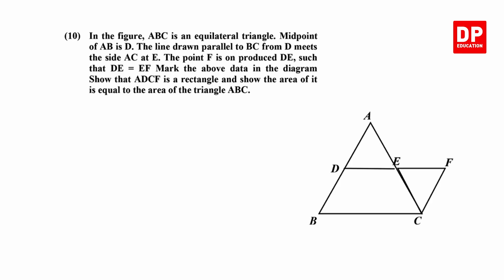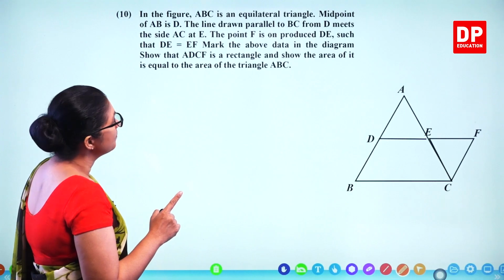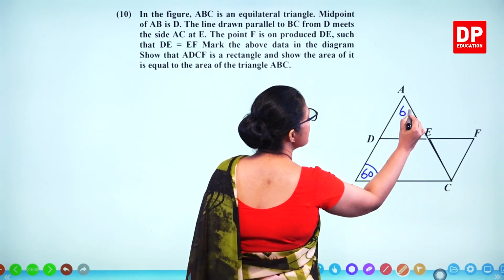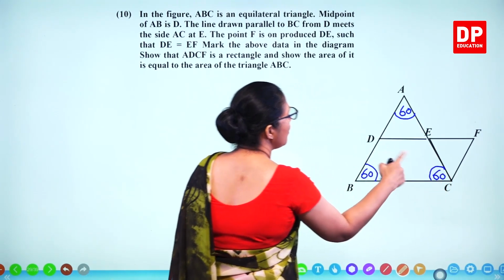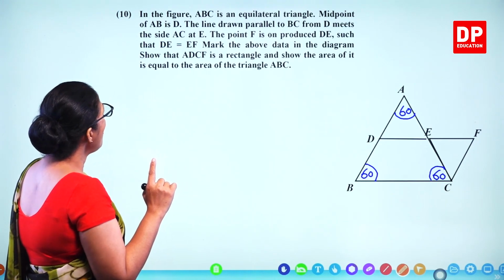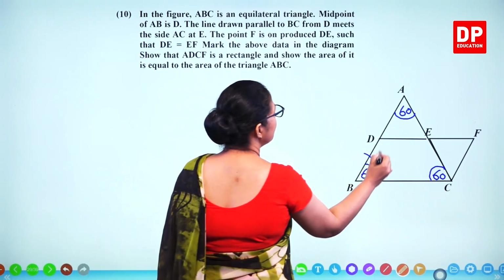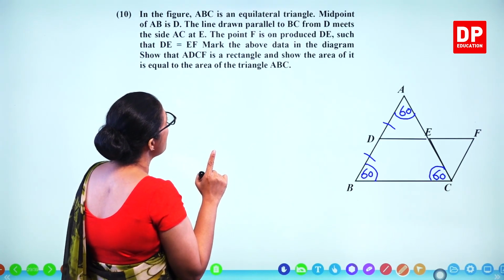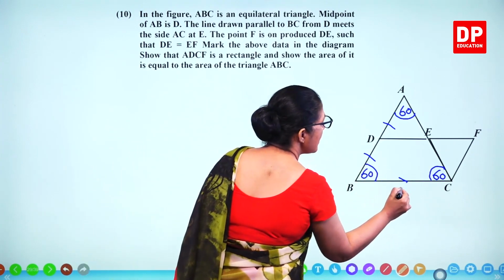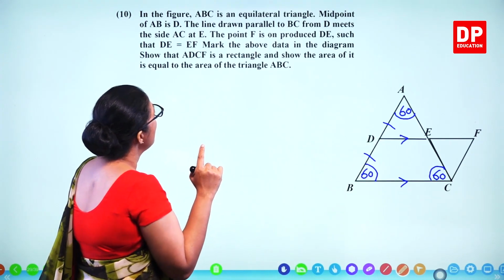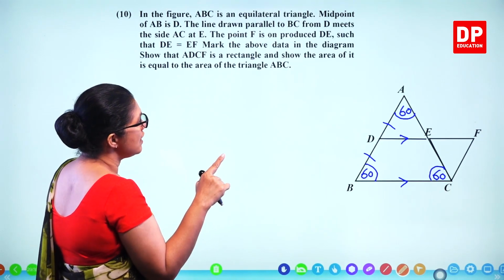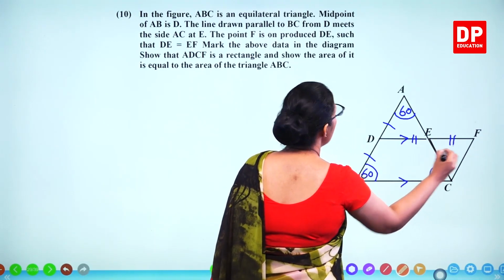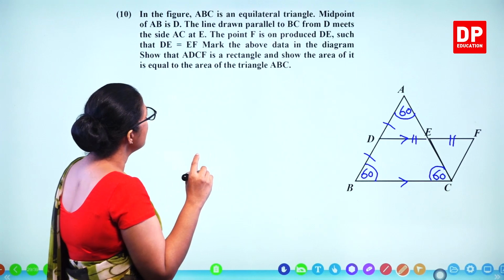Let's take question number 10. In the figure, ABC is an equilateral triangle. I can mark all these 60 and all the lengths are equal. The midpoint of AB is D. These two lengths are equal. The line drawn parallel to BC from D meets the side AC. So this line is parallel to this one. And the point F is on produced DE such that DE is equal to EF. Mark the above data in the diagram.